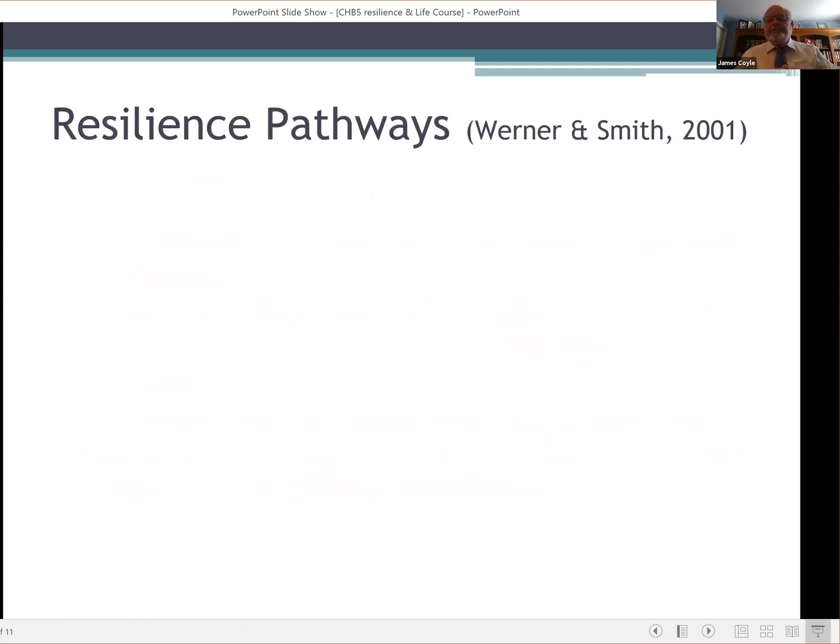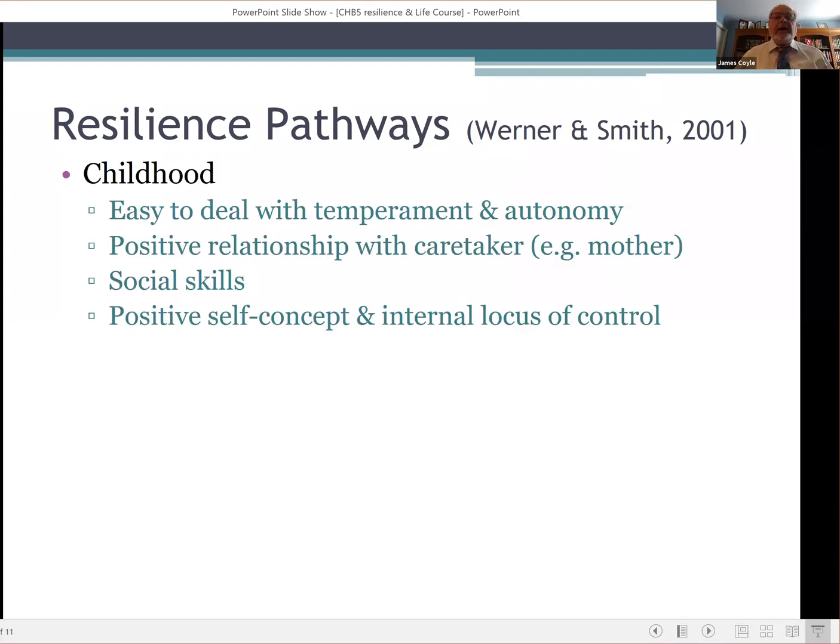Werner and Smith in their publications have shown a number of different resilience pathways. And I think that they're helpful because they give you certain things to focus on depending upon where a person is in terms of their ongoing pathways. This is very similar to the life course events that we're going to be talking about too.